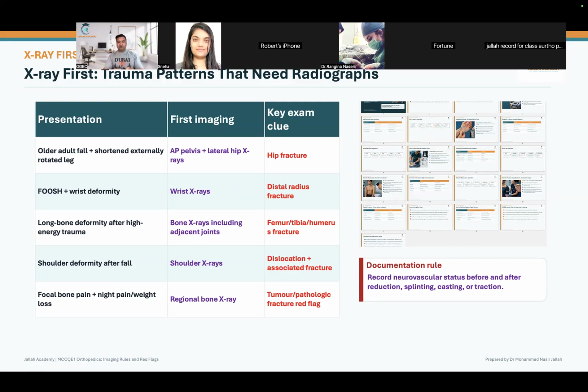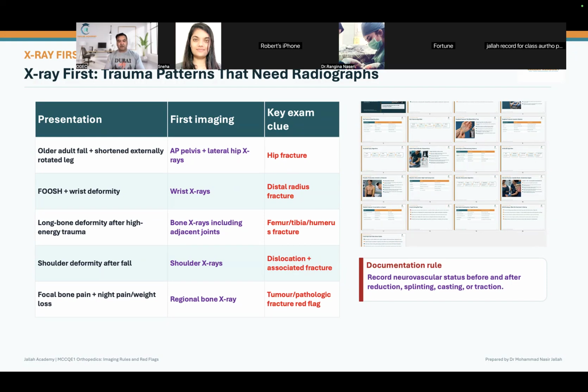Long bone deformity after high energy trauma: bone X-ray, including adjacent joints. For example, you're sitting in the back seat or the front seat of a car, you have a motor vehicle accident, and now the knee is displaced. We're not only going after the knee, we're going after the hip too. Why? Because it is high energy, which not only dislocates and affects the joints in the knee, but it will affect the hip as well. And also the ankle, right?